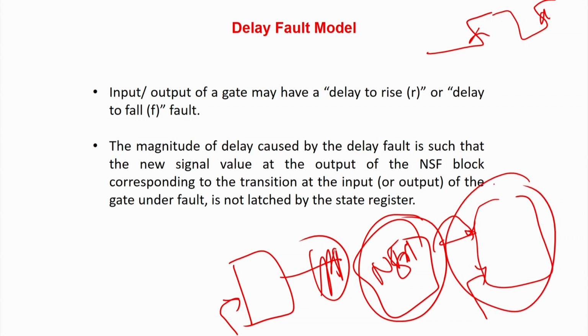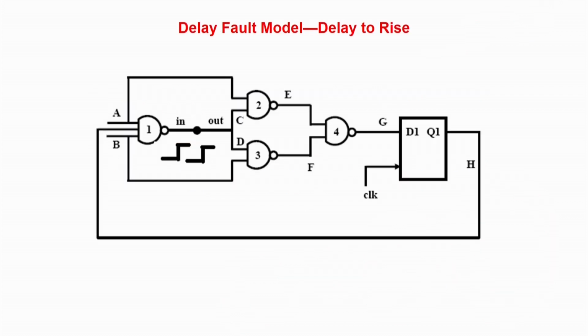so that the exact value can be latched. If you are not able to do that, that means there is a delay failure in some gates or some parts of the next state function block. So that is actually a delay fault. We will take an example. So this is an example of a circuit.